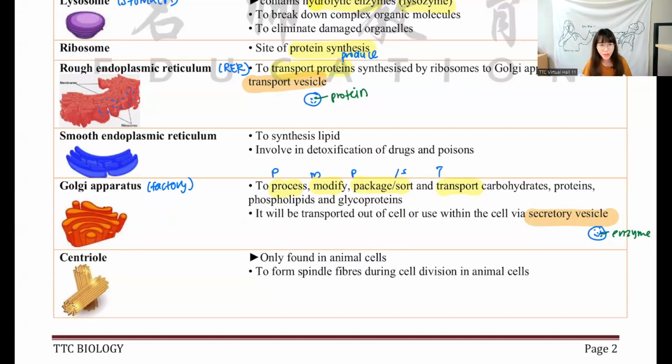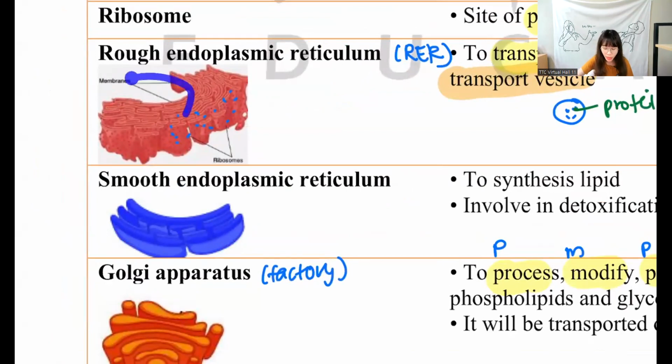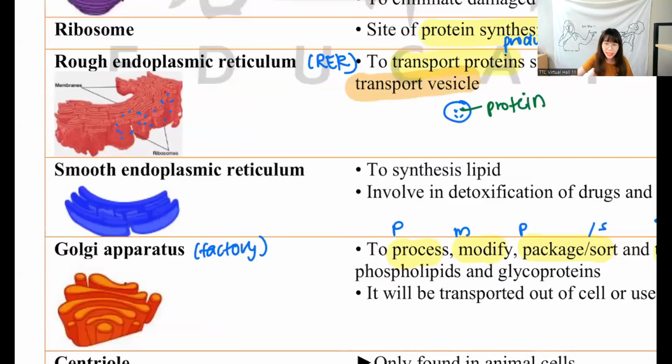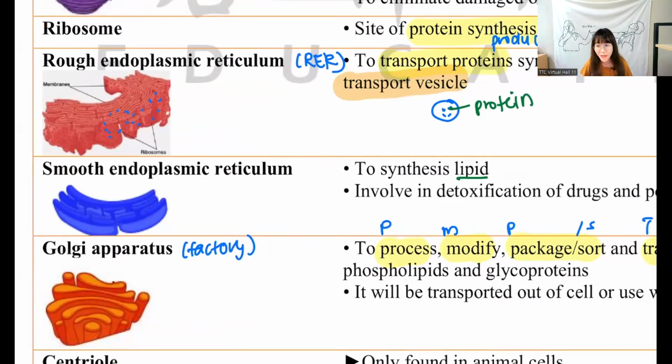Next, we have smooth ER. Smooth ER has nothing on top. The reason why the other one is rough ER is because there are dots, right? Smooth ER has no dots, so that's why it is smooth. The function of smooth ER is to synthesize lipid. Synthesize means what, guys? Correct, synthesize means produce. Very good. So they will produce lipid. Lipid means fats.